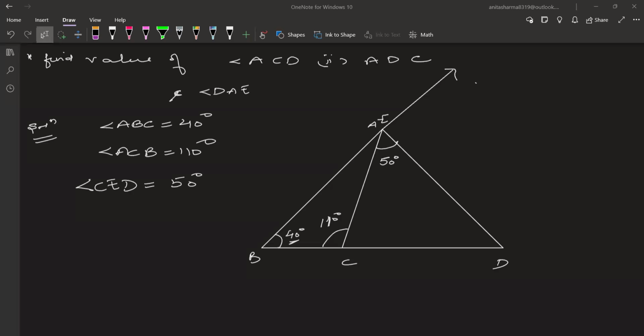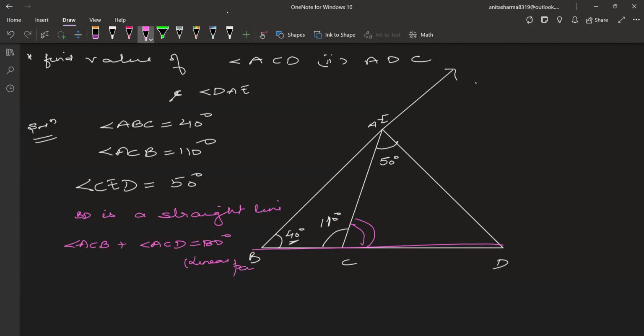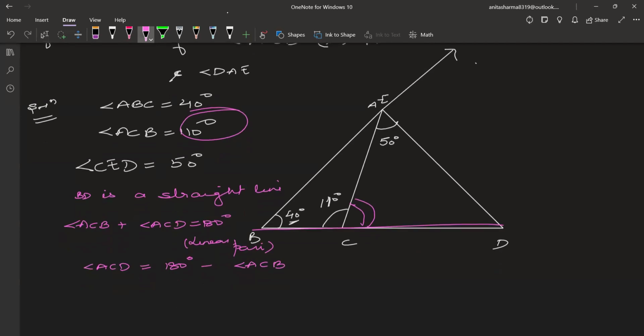Yes, Shitej, you are saying something? Ma'am, I don't understand how to do this question. Okay, I will let you understand. See, children, first of all, this angle ACD we have to calculate, right? This angle. So BD is a straight line, right? So angle ACB and angle ACD will form linear pair or not? Yes, ma'am. So angle ACB plus angle ACD will form linear pair, so their sum should be equal to 180. Right, children? So angle ACD will be equal to 180 minus angle ACB. And how much is angle ACB? 110. So you will write here 180 minus 110. So it will be 70 degrees. Clear, Shitesh? Yes, ma'am.